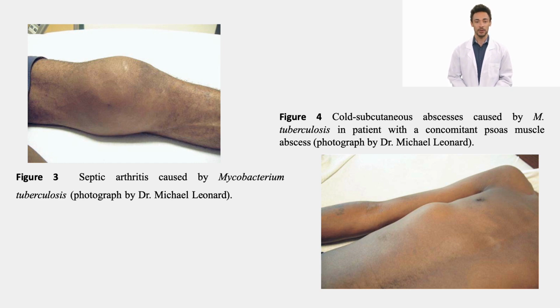Next, we have Figure 4, which presents a unique example of cold subcutaneous abscesses caused by M. tuberculosis in a patient with a concurrent psoas muscle abscess. Note the characteristic presentation of these abscesses, which is not uncommon in the context of a disseminated TB infection. The co-occurrence with a psoas abscess highlights the aggressive nature of this pathogen.